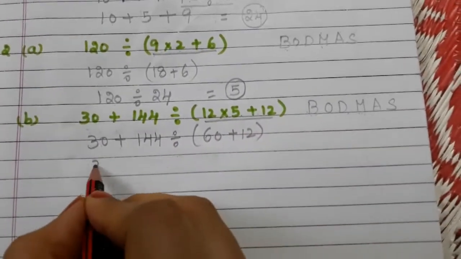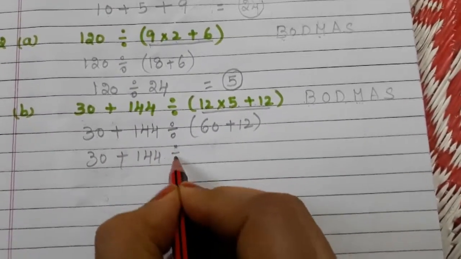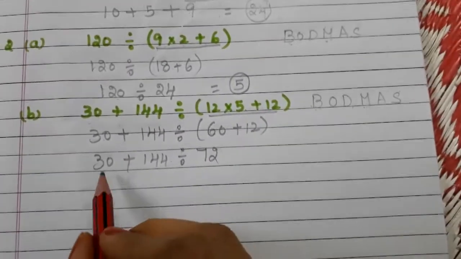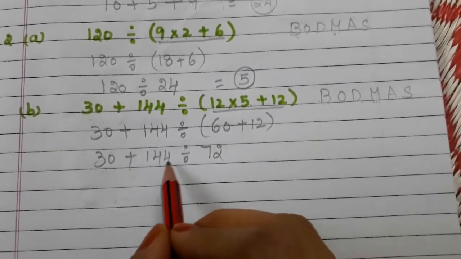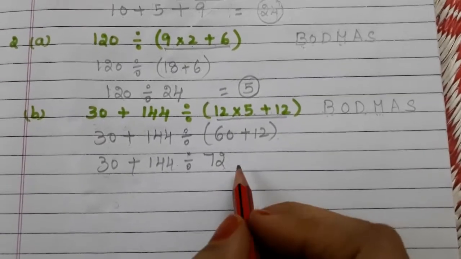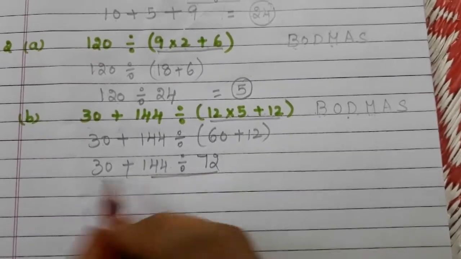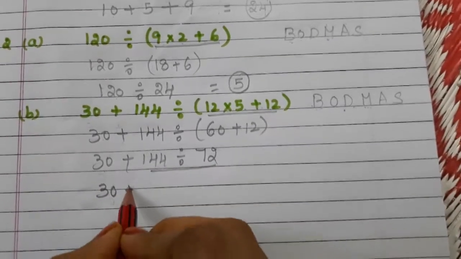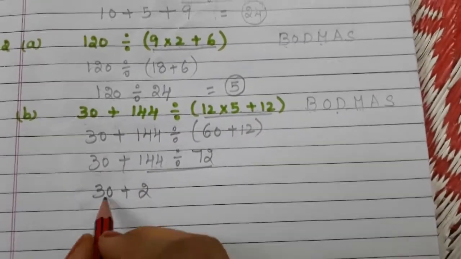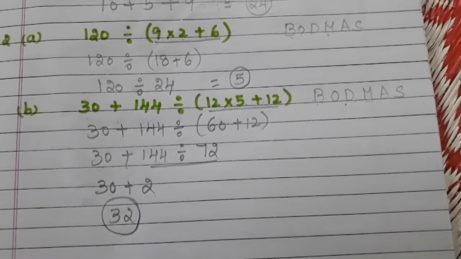60 plus 12 is how much? 72. Now we have the expression 30 plus 144 divided by 72. Now what do we have to do first? In BODMAS, division comes first. So we have to do this. 144 divided by 72 is 2. Now 30 plus 2 is how much? 32. So the answer is 32.